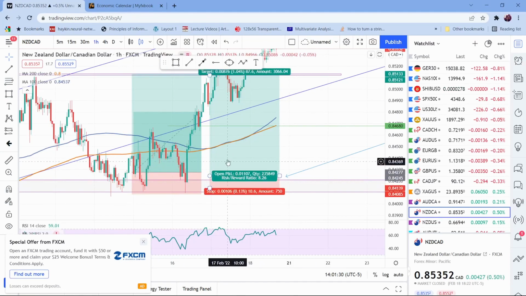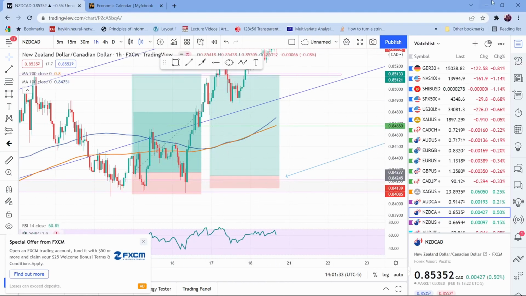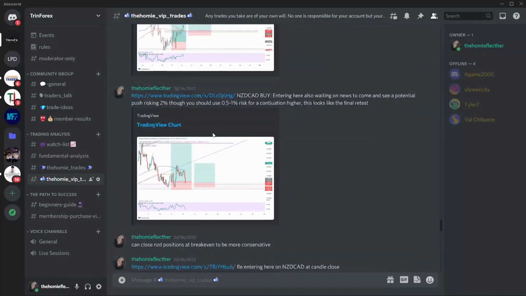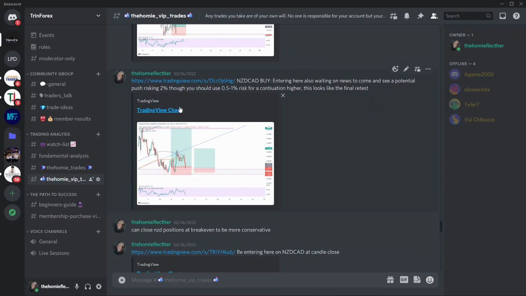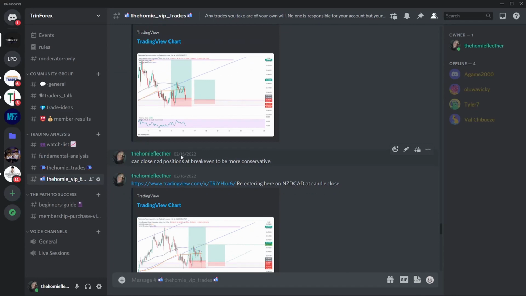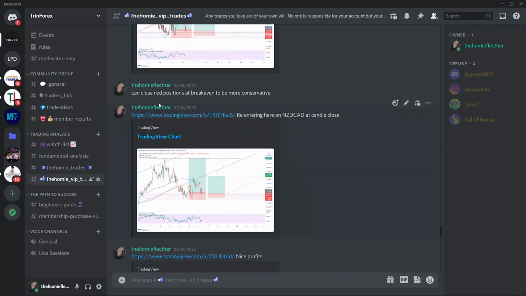So price did push from this area, 2%. This was a 16% winner for me. Anyone in the VIP group taking it from 0.5 to 1%, 4 or 8% winner, whichever risk they felt comfortable using. Right, can close NZD positions at break even to be more conservative if you wanted to, right? We re-entered on the NZD CAD at candle close, right?